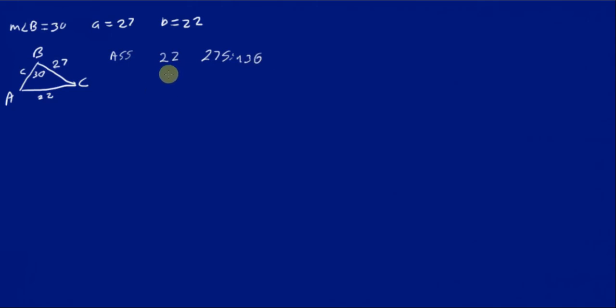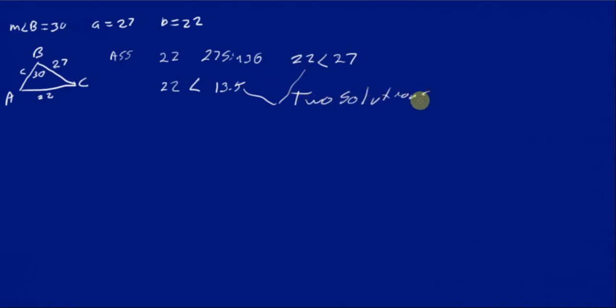Okay, so that gives me 22, and if I do this, that should give me 13.5. And obviously that is less than that side. Then I need to check the lengths of these two sides, starting off with the same one I started off with here, 22, and compare that to the 27. Obviously that is less than 27. The result of these two tells me that my triangle has two solutions. So it's pretty easy to check.